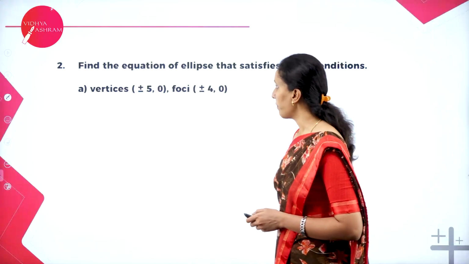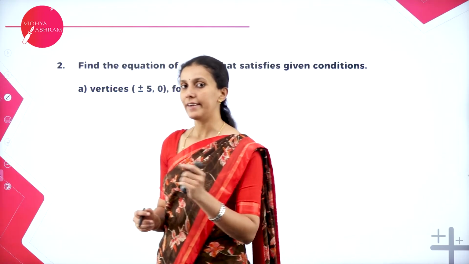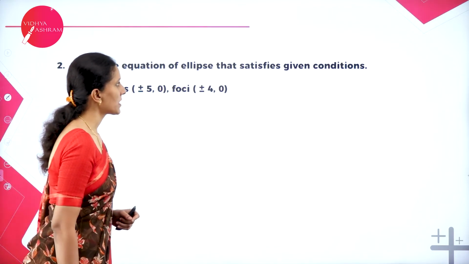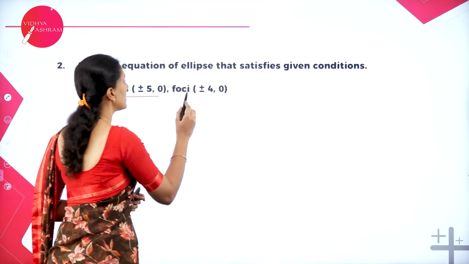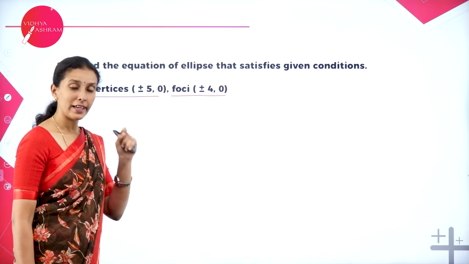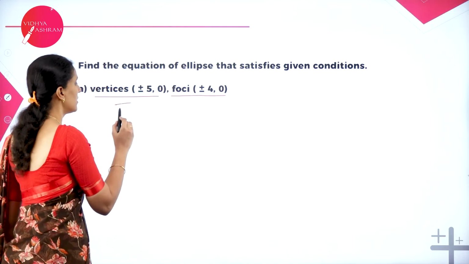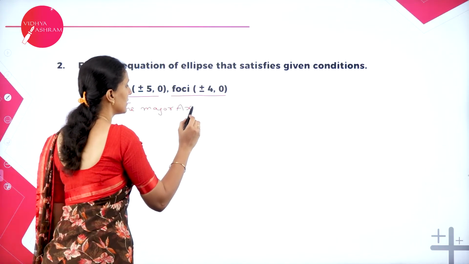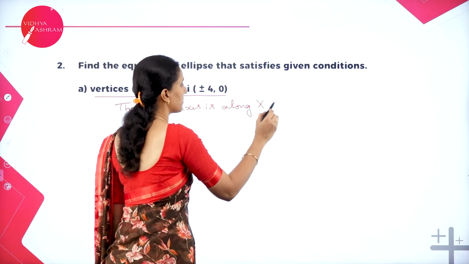We have one more type of question. So they'll give you a few conditions. You are supposed to write the standard equation of an ellipse. Now let's see. Find the equation of an ellipse that satisfies given condition. So here the vertices and foci is given. Clearly observing the coordinates, we can identify the major axis is x-axis. So the major axis is along x-axis.